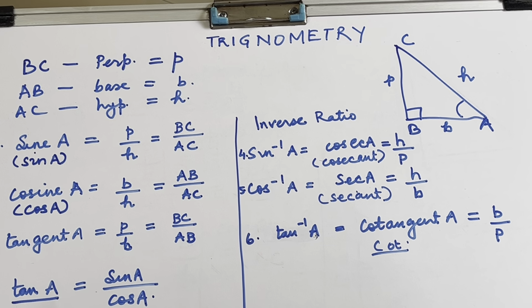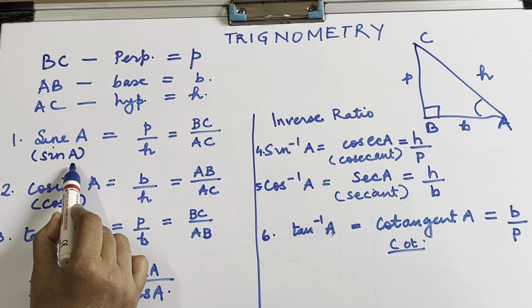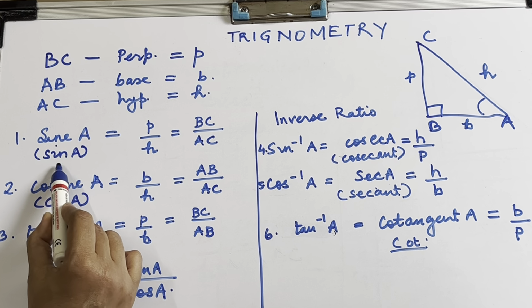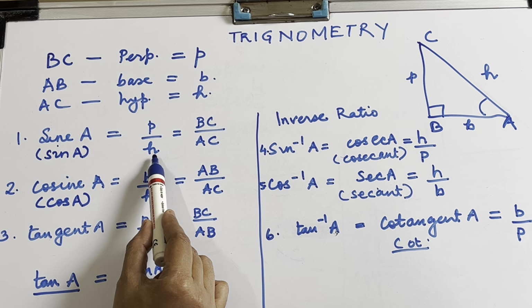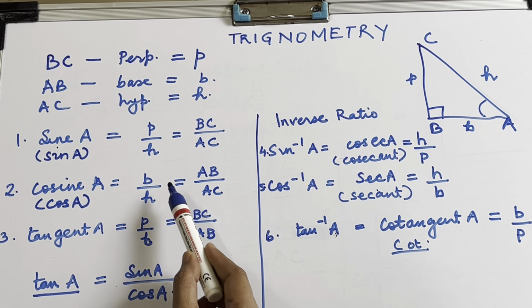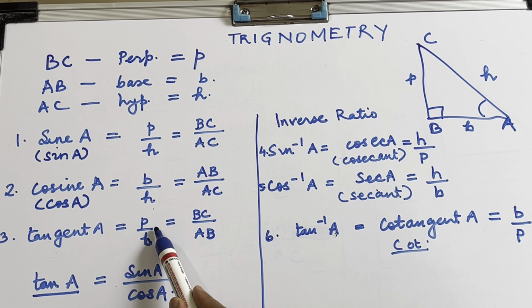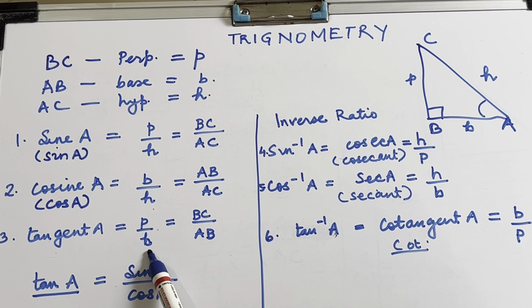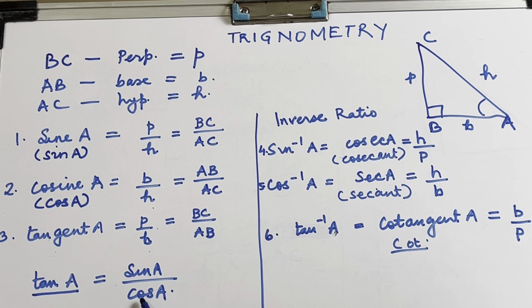Let me give you a quick recap of this. The first ratio is sine A, abbreviated as sin A. It is given by perpendicular upon hypotenuse. Cos A is given as base upon hypotenuse. Tangent A is given as perpendicular upon base. Tangent A can also be written as sin A upon cos A.